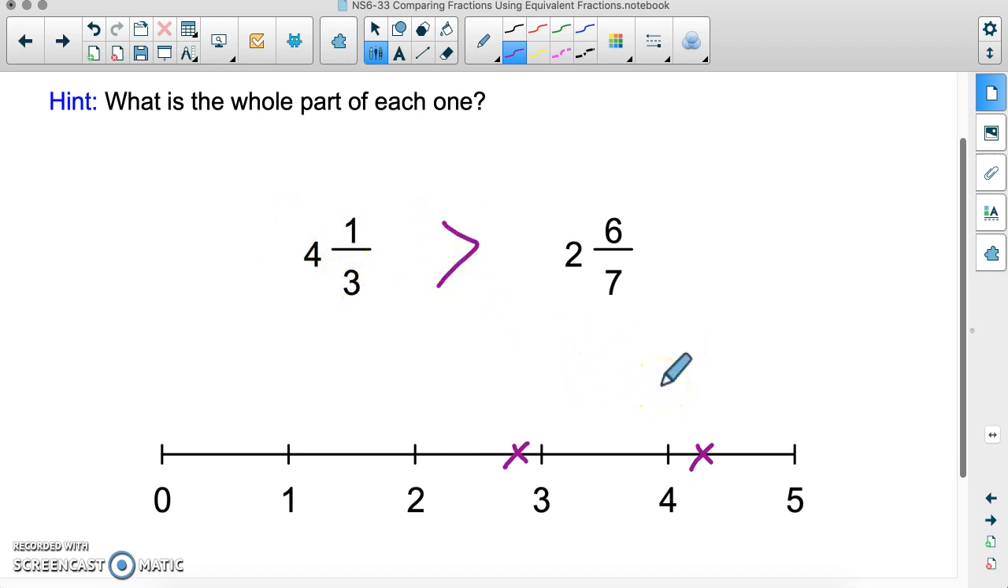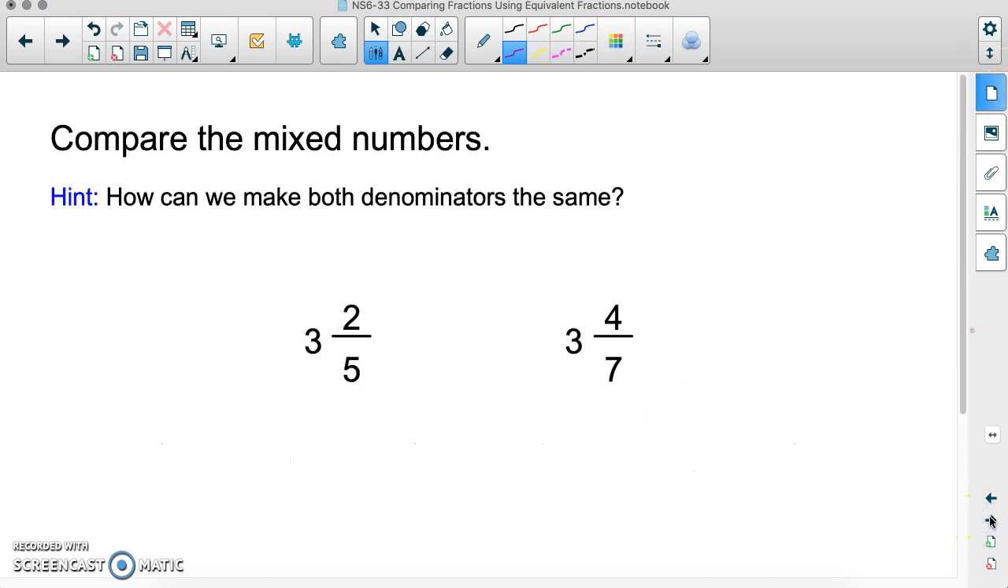So these mixed numbers here have the same whole part. Sorry, let's look at this next one. They have the same whole, so 3 2/5 or 3 4/7. So we need to compare 2/5 and 4/7 because the whole is always going to stay 3. So do 2/5 and 4/7 have the same denominator? No. So how can you make both denominators the same? Well, we know we can do this by multiplying both the numerator and the denominator of 2/5 by 7, and multiplying the numerator and the denominator of 4/7 by 5.